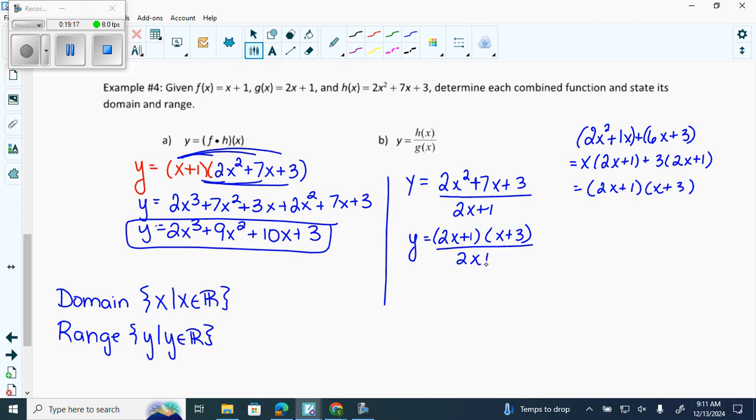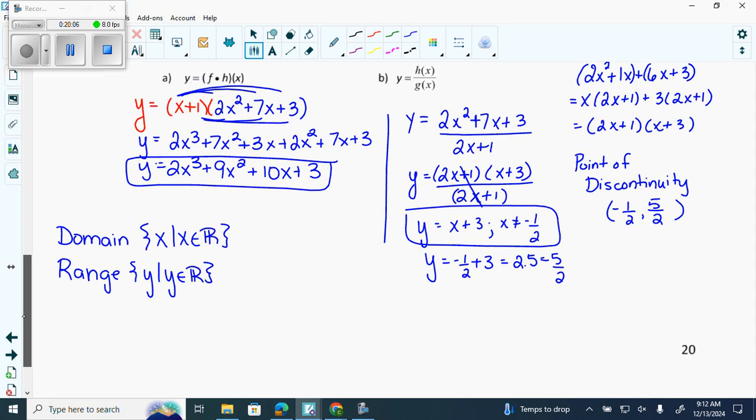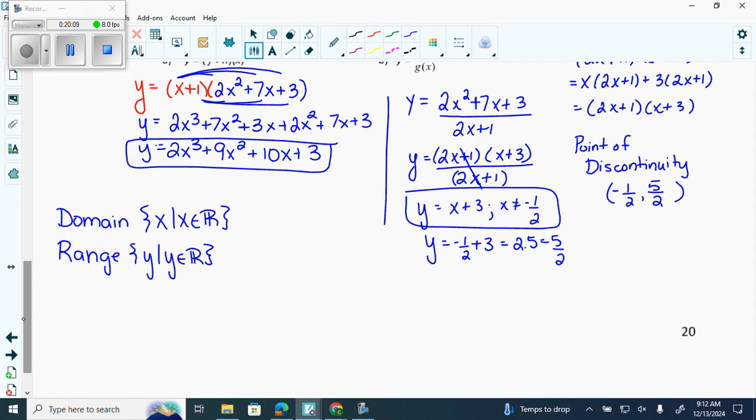What am I getting? Point of discontinuity. So I'm going to get y equals x plus 3, but x can't equal negative a half. So I have a point of discontinuity at negative a half and something. Where do I get the something from? Plugging it back into here, correct? This last equation. So y equals negative a half plus 3. So it's going to be 2.5 or 5 over 2. Now this is a line, x plus 3, but with the negative a half and 5 over 2 as my coordinate. But that doesn't exist on the graph.